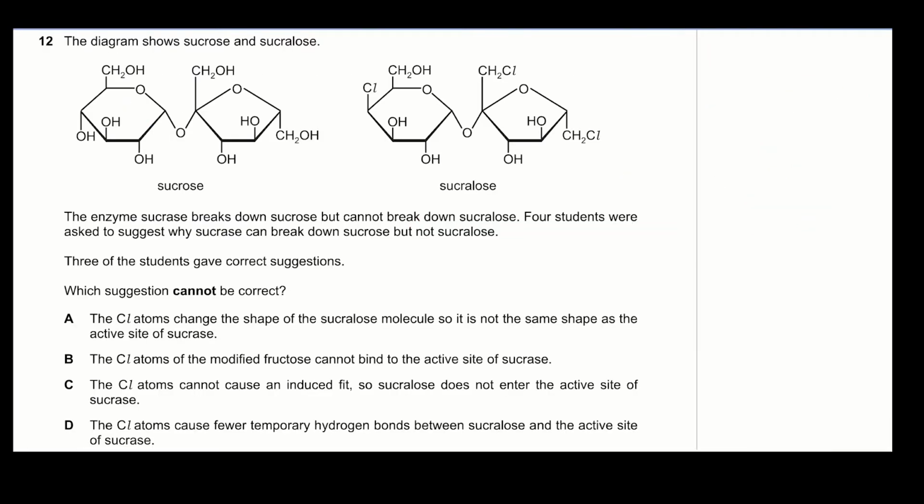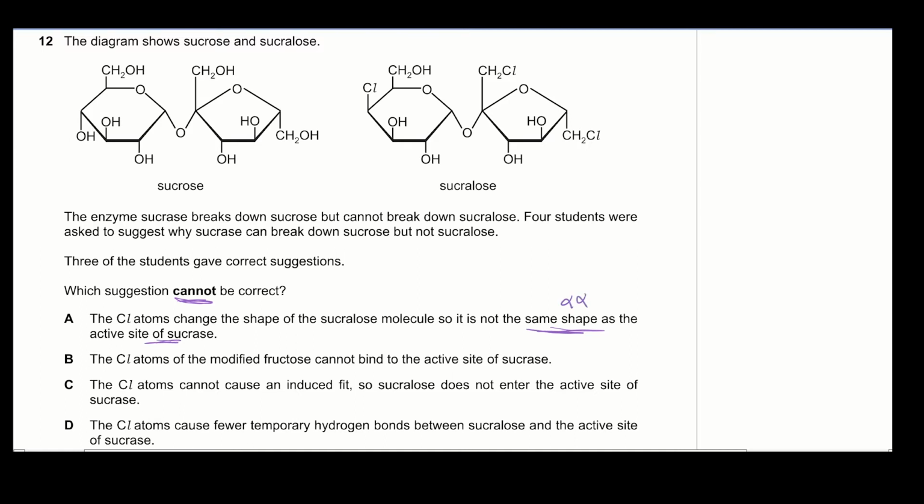12. The diagram shows sucrose and sucralose. The enzyme sucrase breaks down sucrose but cannot break down sucralose. Four students were asked to suggest why sucrase can break down sucrose but not sucralose. Three of the students gave correct suggestions. Which suggestion cannot be correct? So we are looking here for the incorrect suggestion. For A, the Cl atoms change the shape of the sucralose molecule, so it is not the same shape as the active site of sucrase. Here, mentioning same shape is totally incorrect.